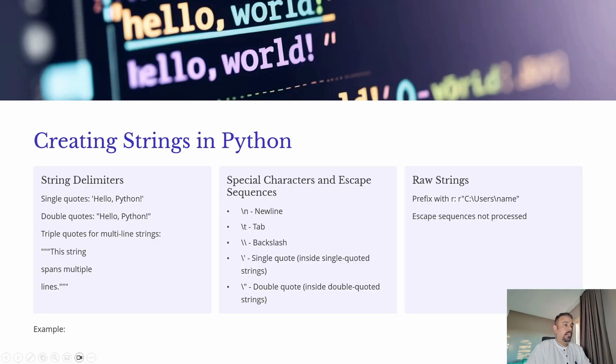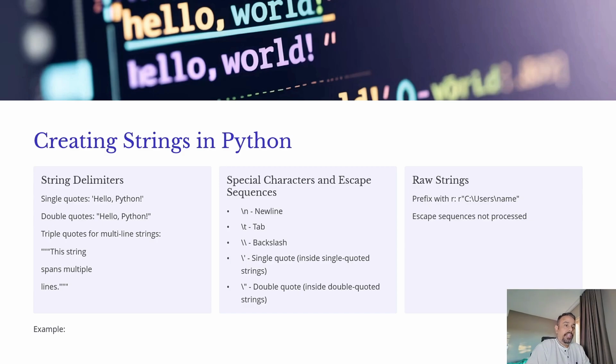Now let's look at how Python handles special characters inside strings. Python supports escape sequences, which start with the backslash, as you can see over here. This represents characters that are hard to type directly, like \n for new line, \t for tab, and double backslash for a literal backslash. Sometimes you want Python to ignore escape sequences.